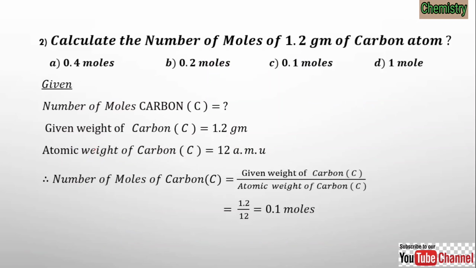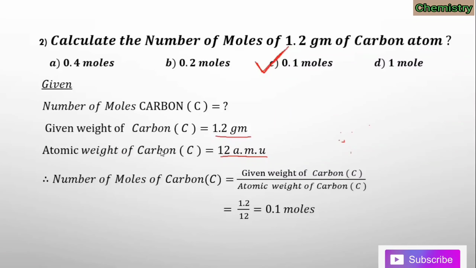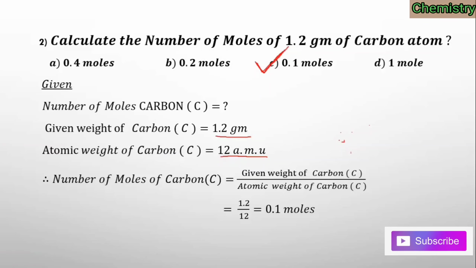In question number 2, we have: calculate the number of moles of 1.2 gram of carbon atom. You have to remember the formula of number of moles. Number of moles means given weight upon atomic weight. Given weight is 1.2 gram upon atomic weight of carbon, which is 12. So it will come 0.1 mole. Option C is the correct answer, that is 0.1 mole.